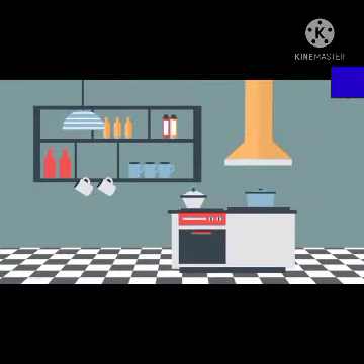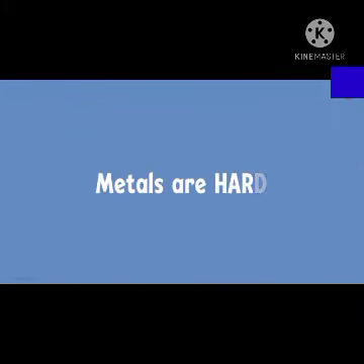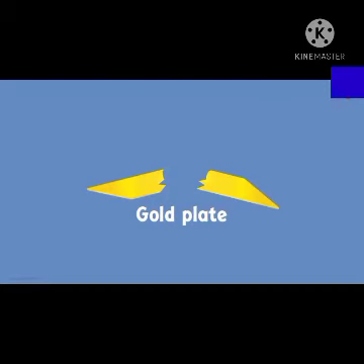Now, if the utensils fall on the floor, do they break into parts? No, right? That is because metals are generally hard in nature. However, this hardness varies from metal to metal. A very thin plate of gold, for example, can be easily broken with a little pressure. Did I say plate of gold?